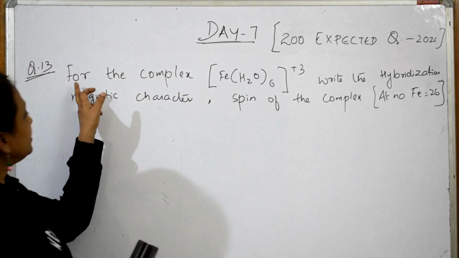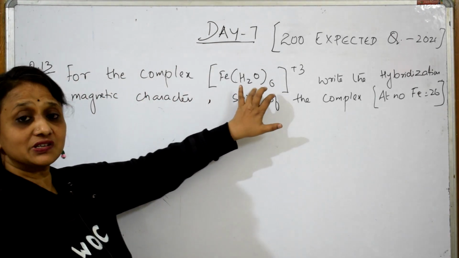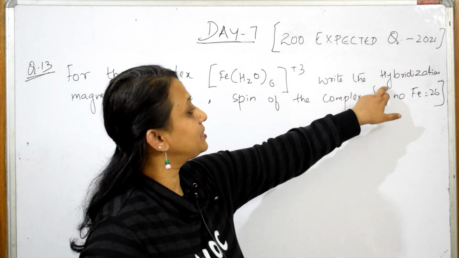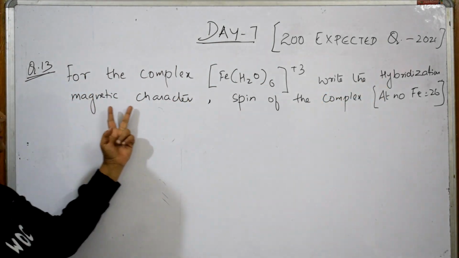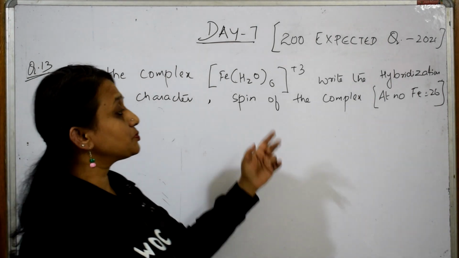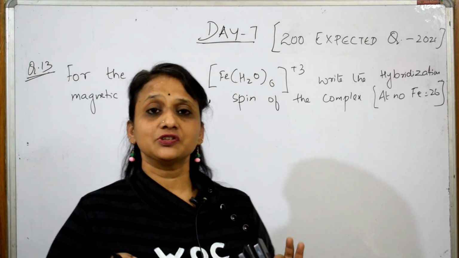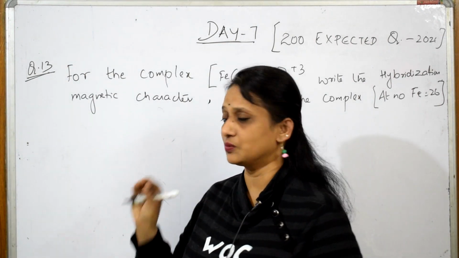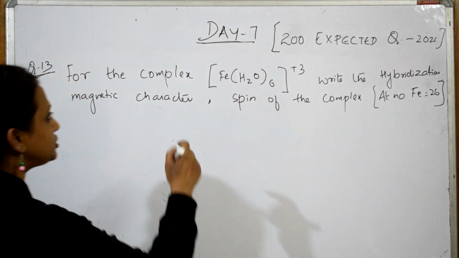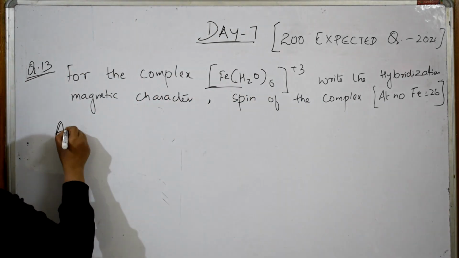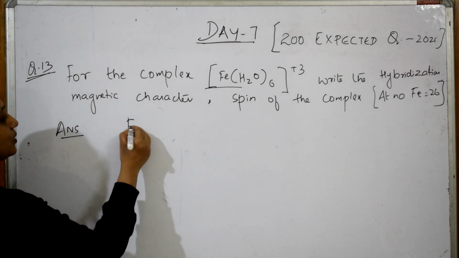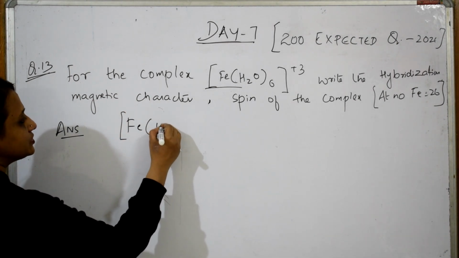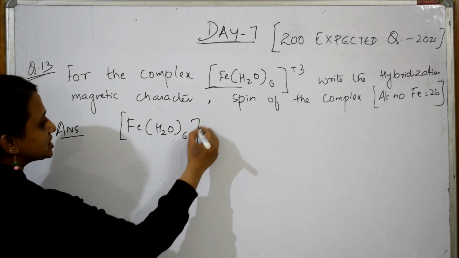Here, one complex is given to me. Write the hybridization, the magnetic character, and the spin of the complex. So basically I have to find out 3 things. Once this complex is given to you, note it down, students. The solution is given here. Step number 1: noting the complex which is given to me. Now let us go step by step.